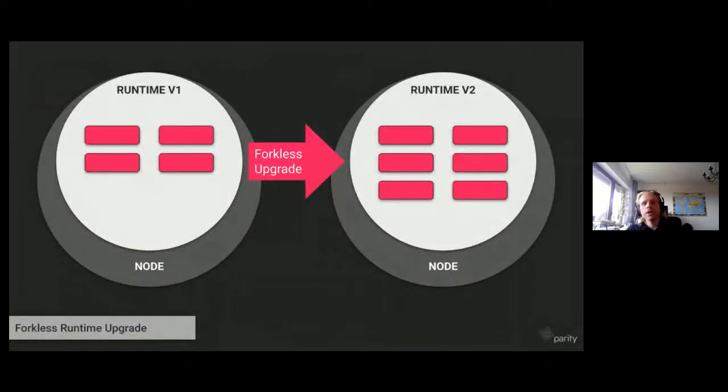So right, you will have this runtime version 1 on the left-hand side. You have these 4 modules that are included. And then you do a forkless upgrade, and you have a different runtime version 2 that includes other modules, in this case 6, and all without doing any forks.